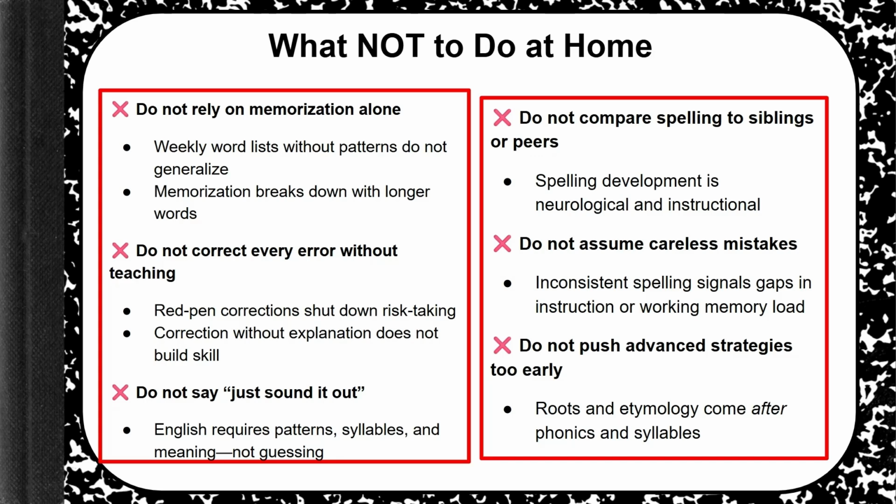Also, do not assume that careless mistakes are a problem. Inconsistent spelling signals gaps in instruction. So that's where we use that data and we use that information to inform instruction. Also, do not push advanced strategies too early. Etymology, morphology, these are higher order level thinking and they come after the basics of phonics and syllables.